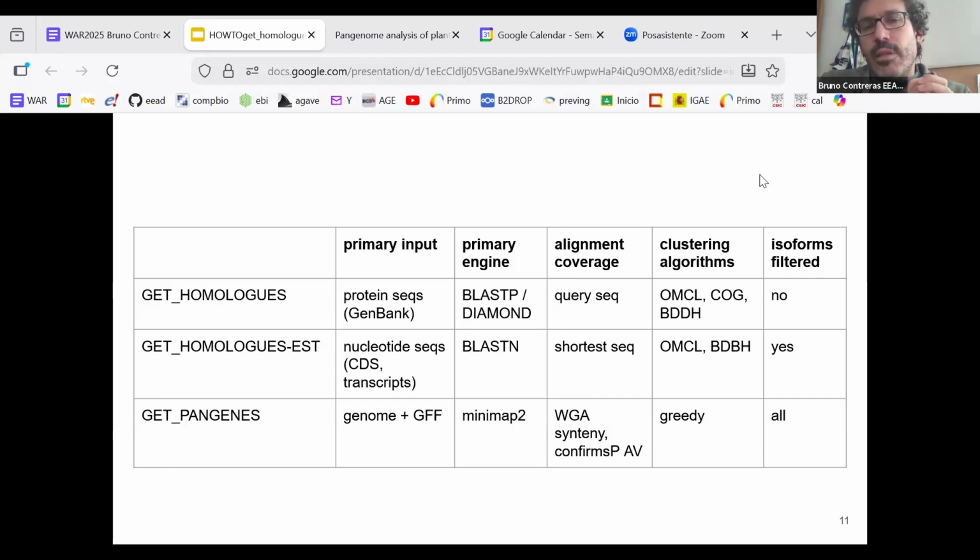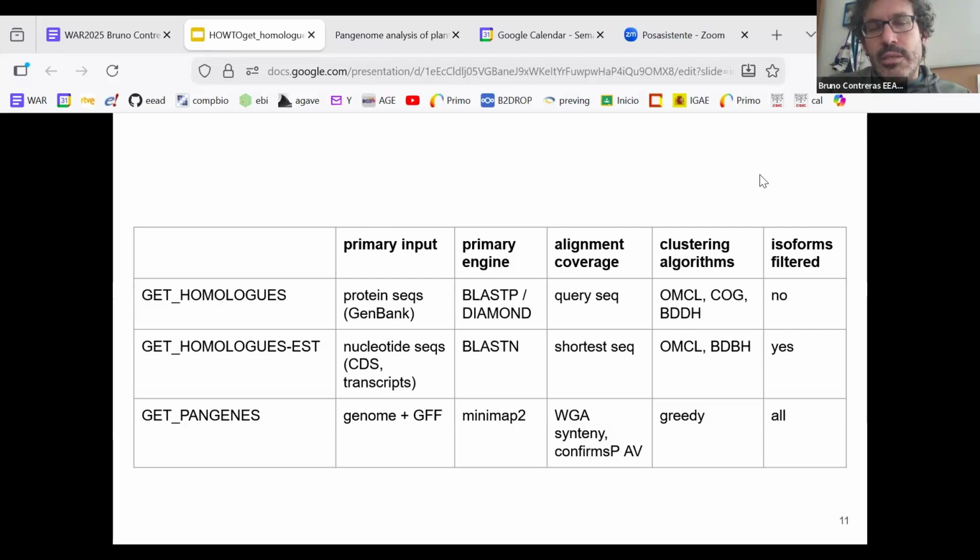The second row is the get homologs EST algorithm, which takes as input now, instead of proteins, nucleotides. Okay, so this is already a big difference. While get homologs can be used to compare bacteria that have a certain evolutionary distance among them, you cannot do that with get homologs EST because you use nucleotides as input. And because nucleotides are less conserved, the moment you get far away in evolutionary time, then there is no more signal to compare the sequences, okay?